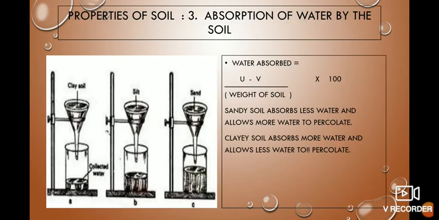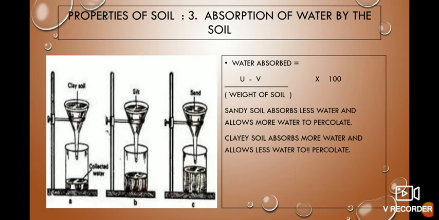The third property of soil that we are going to study is how much water is absorbed by soil. Here is a small formula to calculate the water absorbed. It is always expressed as a percentage. Water absorbed is equal to (U minus V) divided by the weight of soil, into 100. This is the formula to calculate the water absorbed by a given soil sample. What is U? U is the initial amount of water you have taken. What is V? V is the final reading of water.